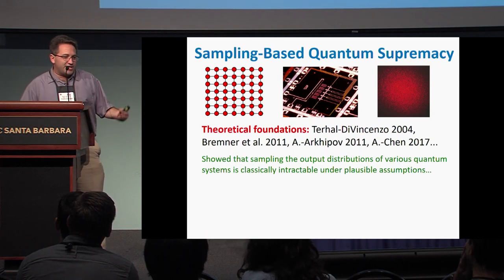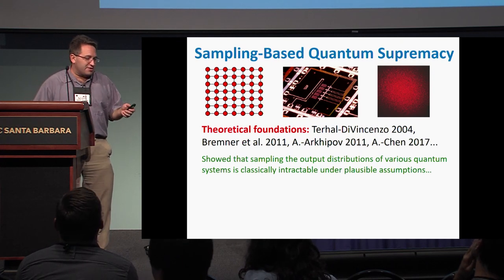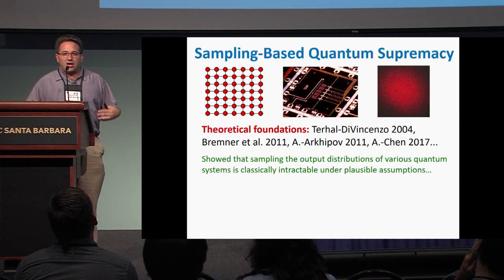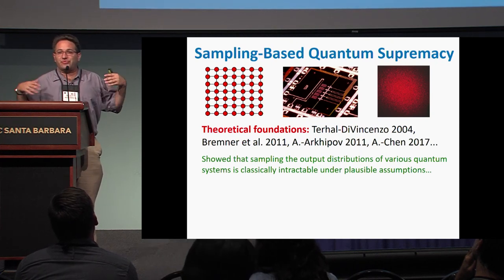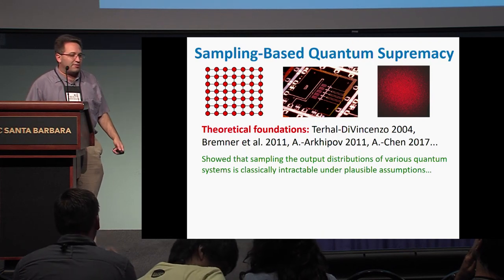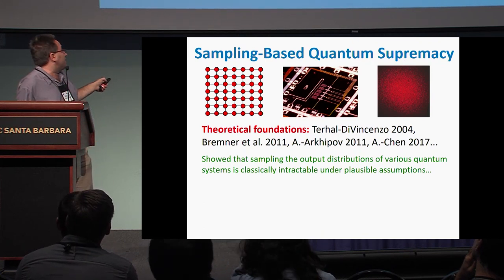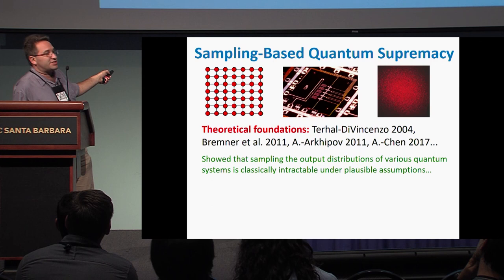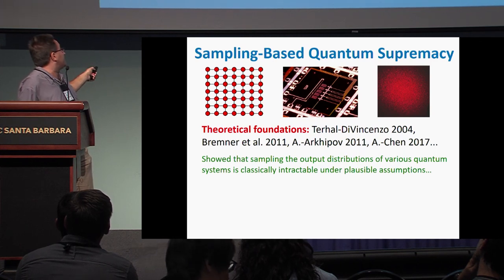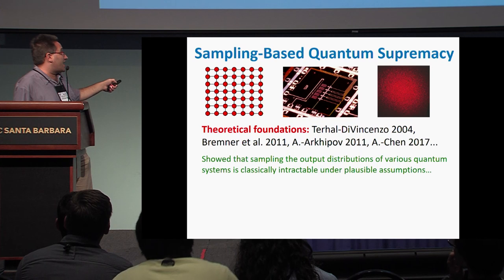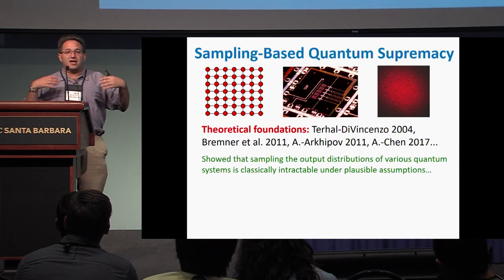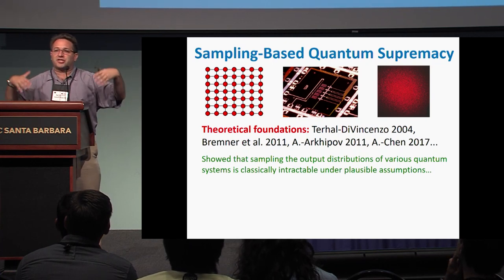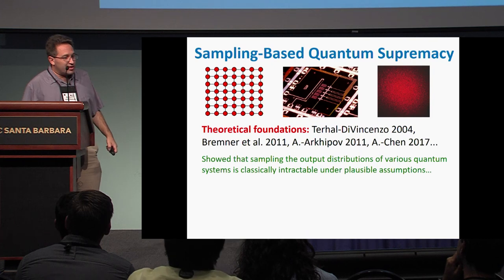The theoretical foundations of this sort of experiment go back to a paper of Terhal and DiVincenzo from over a decade ago. The connection to things like the infinitude of the polynomial hierarchy came later. That was independently by me and Alex Arkhipov in what we called boson sampling, which was one particular proposal for doing this, and also Bremner, Jozsa, and Shepherd. Since then, we've been studying setups that are closer to what people like Google and IBM are actually going to be able to do in the near future.